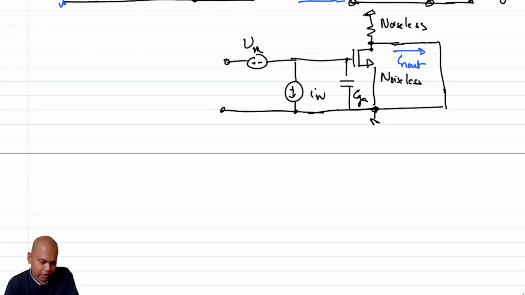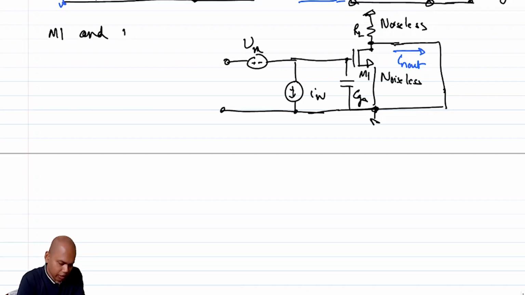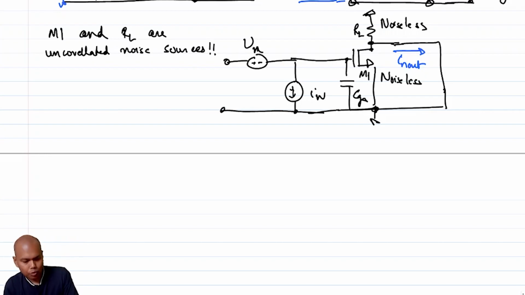Now note that in this case there are two uncorrelated noise sources, M1 and RL. Which essentially means that I can deal with the noise contribution from each one of them separately and use superposition. That's what I'm going to do.